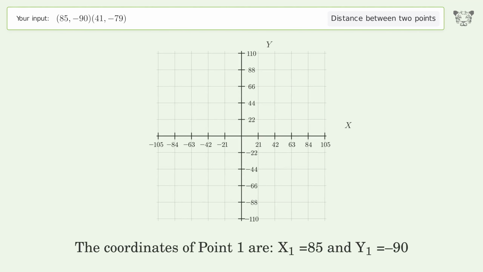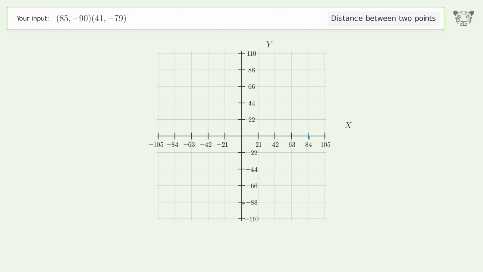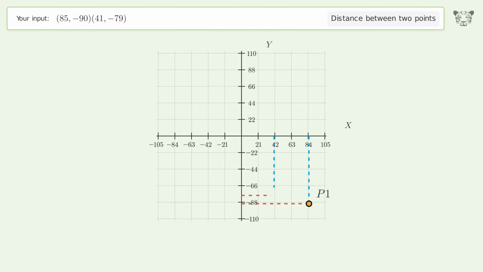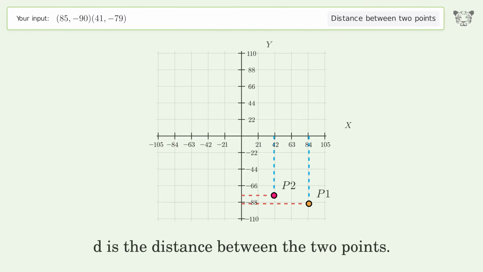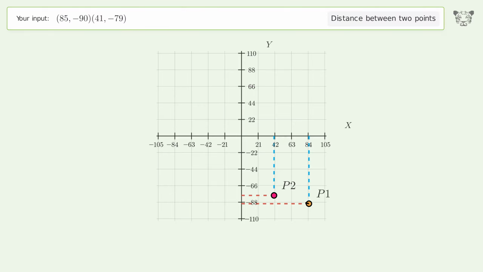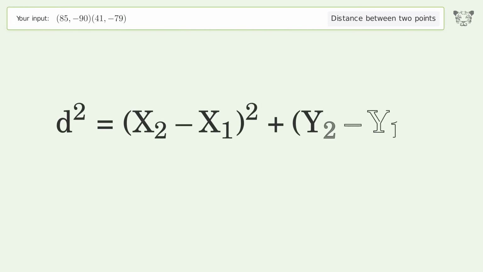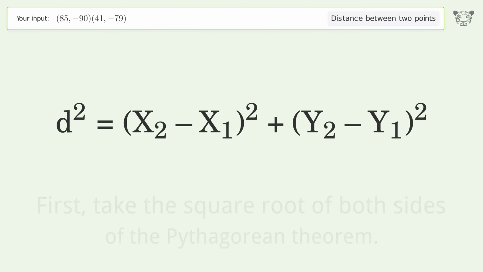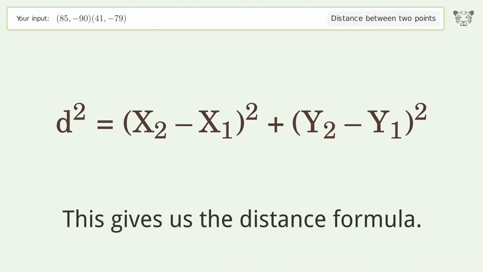The coordinates of point 1 are x1 equals 85 and y1 equals -90. The coordinates of point 2 are x2 equals 41 and y2 equals -79. D is the distance between the 2 points. First, take the square root of both sides of the Pythagorean theorem. This gives us the distance formula.